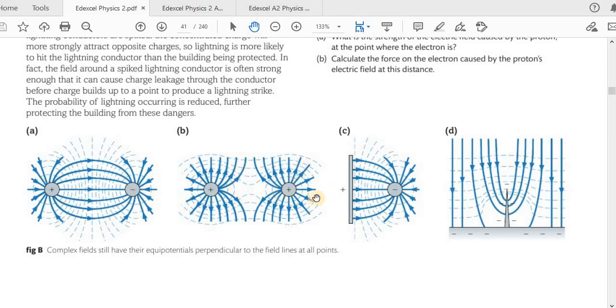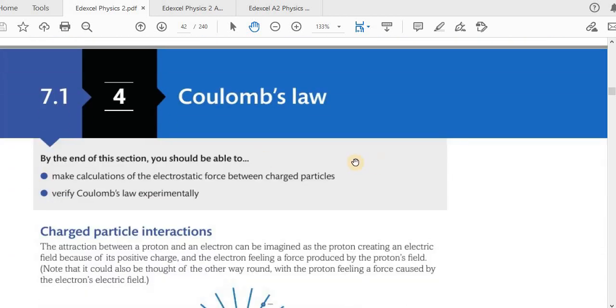So you should be able to draw these patterns and understand that there is a neutral point here where there is no electric field. So if there is no electric field there, that means there will be no electric force there. So now we will learn Coulomb's law.